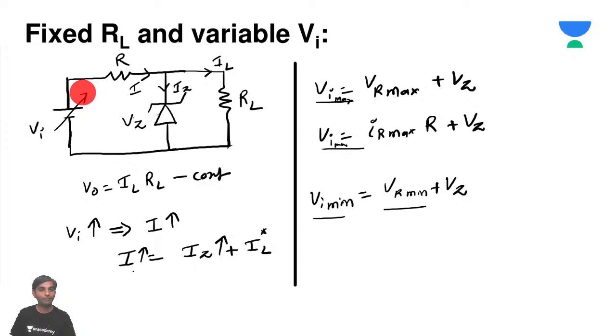Then what happens for the increase or decrease of the input voltage? Definitely the current changes here. Whenever the current is changing, the increased or decreased current will be taken by the Zener diode, IZ. So whenever I is maximum, it is going to be VR maximum plus Vz. Why? Because this Vz is constant. The voltage drop across the Zener diode is constant.